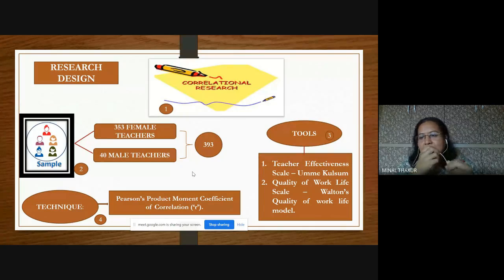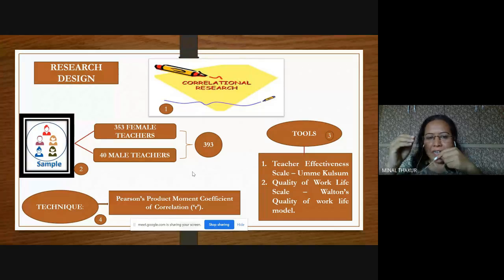Now, in ma'am's lecture, we heard various types of research: experimental research, historical research, and descriptive research. These types of research also have various subtypes, and mine is a descriptive research. Descriptive research has various types like correlational research, causal comparative research, survey research, developmental studies. So my research is basically dealing with the relationship between two variables, and therefore it is called correlational research.